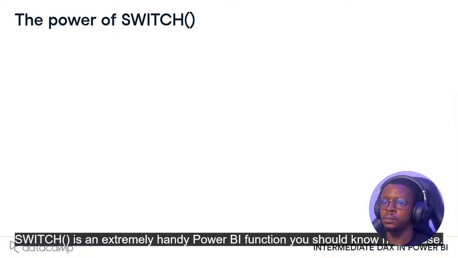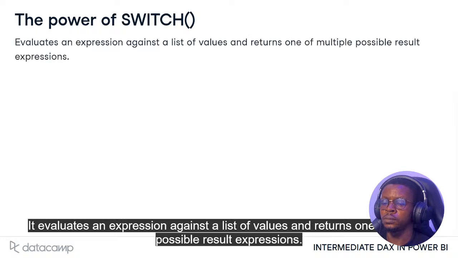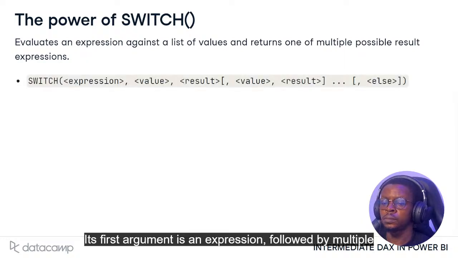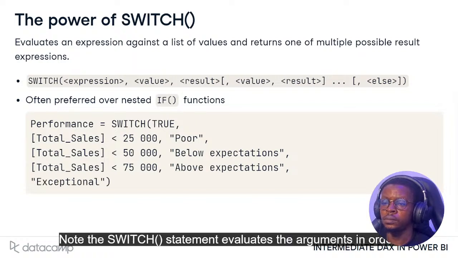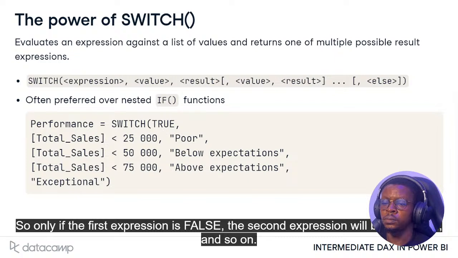SWITCH is an extremely handy Power BI function you should know how to use. It evaluates an expression against a list of values and returns one of several possible result expressions. Its first argument is an expression followed by multiple value-result pairs, before being closed by an optional else statement. This function is often preferred over nested IF functions. Note the SWITCH statement evaluates the arguments in order, so only if the first expression is false, the second expression will be evaluated, and so on.